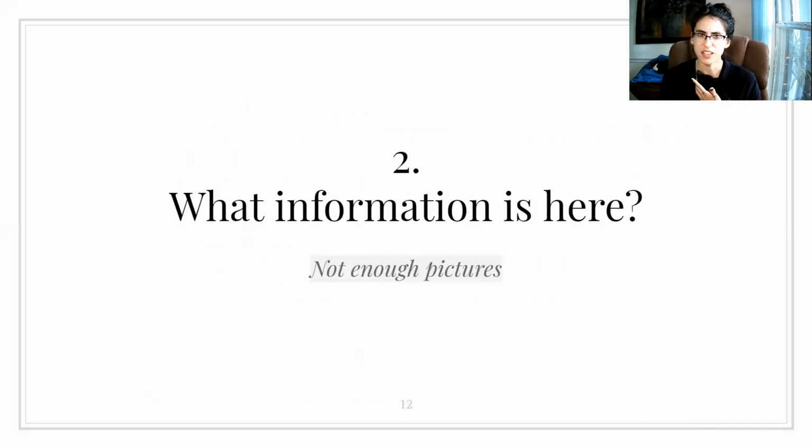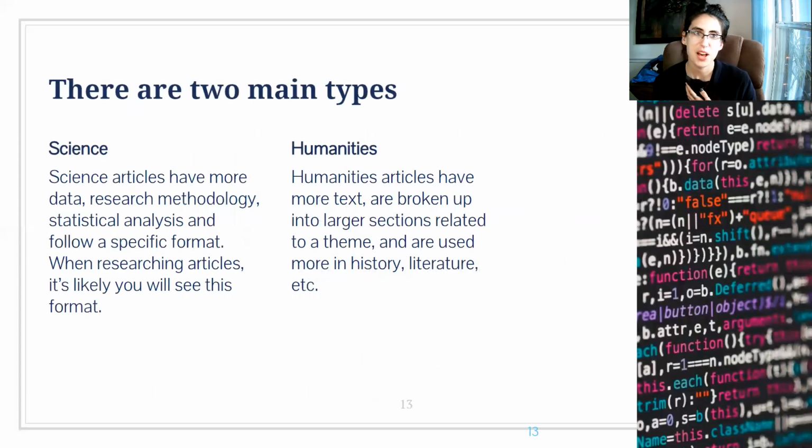So next idea, what information is in an article? First off, not enough pictures. Oh, so much better if there are more pictures. So there are two types of academic articles that you are likely to see. The first is the scientific article. These have data, research methods, statistical analysis, and they follow very specific formats, which I'm going to discuss. And these are going to be like engineering, health, sociology, anything that is classified as science.